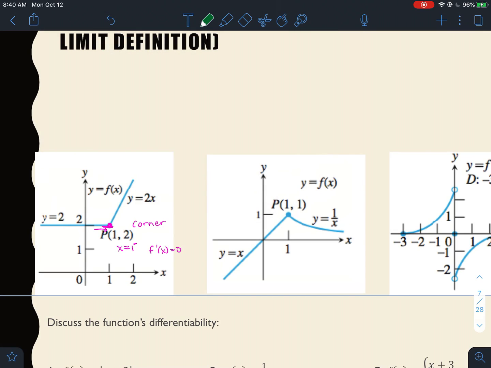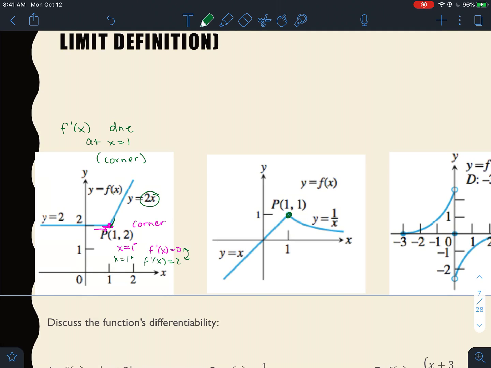But if I'm going to come at 1 from the other side, the right side, and I took the derivative of that, well, that's the line 2x, so the slope of that would be 2. So notice that those two derivatives are different. The slope of the tangent line coming from the left and the slope of the tangent line coming from the right are not equal. So the derivative does not exist. So f prime of x does not exist at x equals 1 because there's a corner on the graph. Those two lines at that point have different slopes, so the derivative doesn't exist.